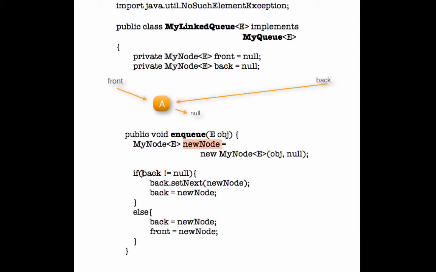So if back is not null, that means I have at least one value in my queue. There is a back. The reference back is referring to it. So I know where to insert this new node that I just created. What I'm going to do is link the current list to the new node. That's simply by changing this reference in back.setNext to the new reference, which is the new node. So I have now inserted my new node at the end of the list.